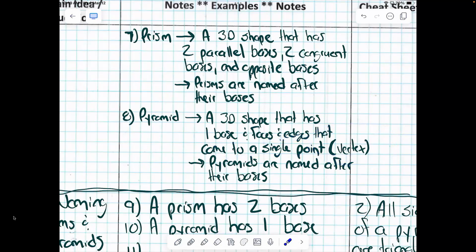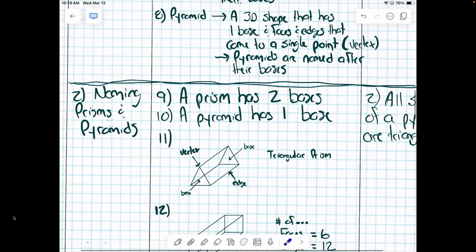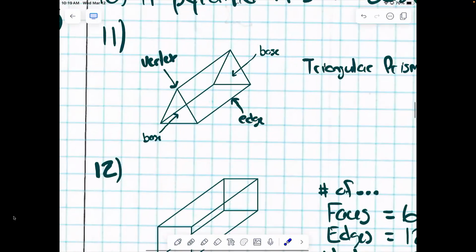Yes. What do we name prisms after and what do we name pyramids after? Bases. I gave it away, didn't I? They're bases. Okay, cool. How many bases does a prism have? 2. How many bases does a pyramid have? 1. This is just a quick review. What is this thing called again? Edge. What is this called again? Vertex.